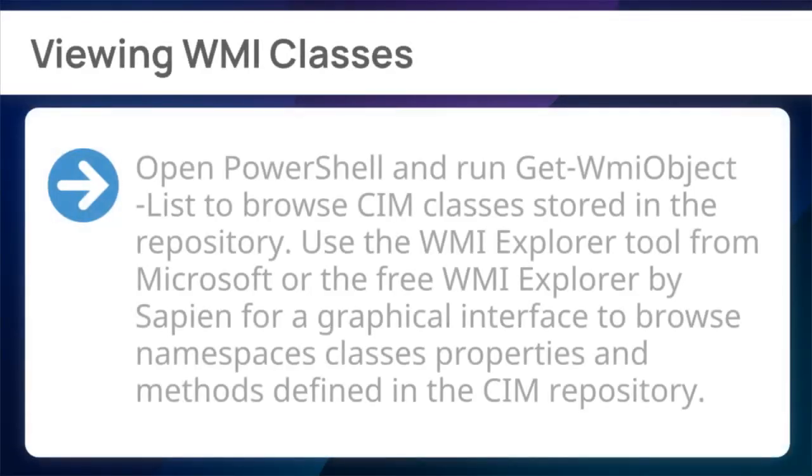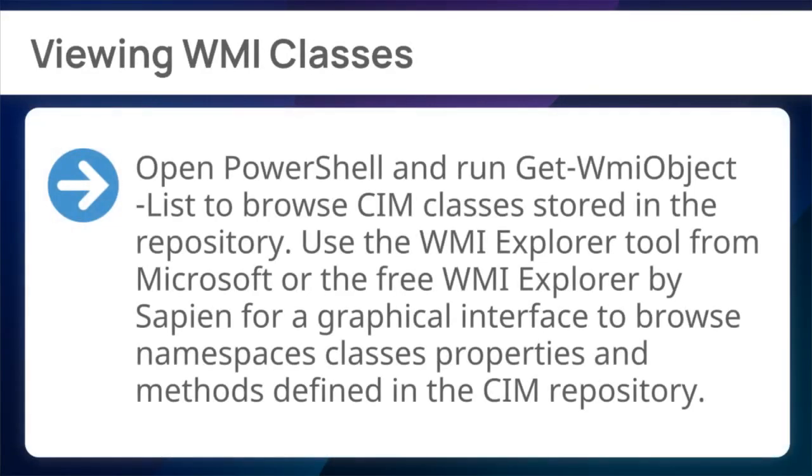First, viewing WMI classes. Open PowerShell and run Get-WmiObject -List to browse CIM classes stored in the repository. Use the WMI Explorer tool from Microsoft or the free WMI Explorer by Sapien for a graphical interface to browse namespaces, classes, properties, and methods defined in the CIM repository.